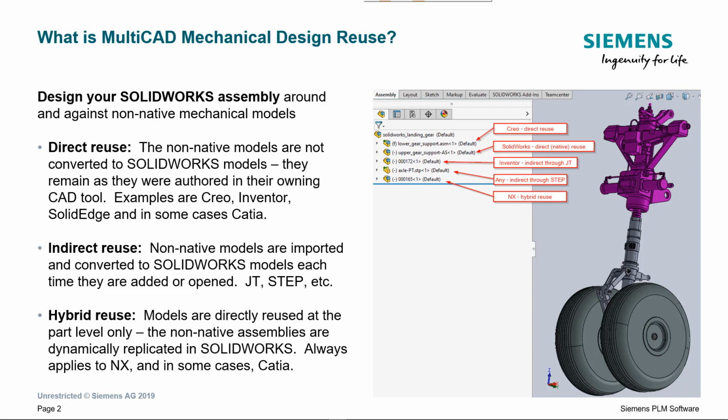Indirect reuse means first converting the non-native models into a neutral format, such as JT or STEP, then importing them into SolidWorks. Finally, hybrid reuse involves directly reusing the non-native models, but only at the part level. The non-native assemblies are constructed on the fly, by the Teamcenter SolidWorks integration, as they are opened. This category applies to NX, and in some cases, CATIA.